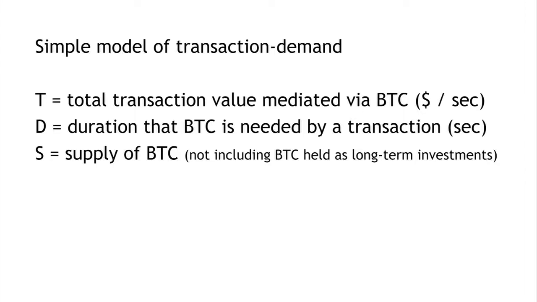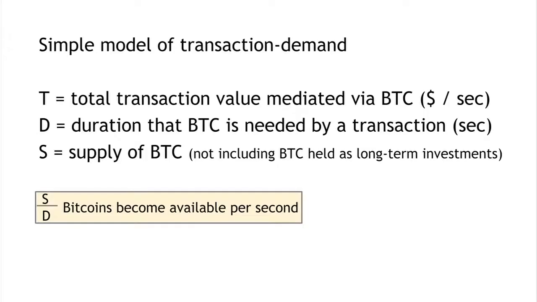We're going to say D is equal to the duration of time that Bitcoins need to be held out of circulation in order to mediate a transaction. That's the time from when the payer buys the Bitcoins to when the receiver is able to sell them back into the market, and we'll measure that in seconds. And then S is going to be the supply of Bitcoins that are available for this purpose. That's going to be all the Bitcoins that exist, all of the hard currency Bitcoins, all of the 13.1 million or eventually up to 21 million Bitcoins, not including those that are held out by people as long-term investments. So at any point in time, there's some supply of Bitcoins that are sloshing around and available for this purpose.